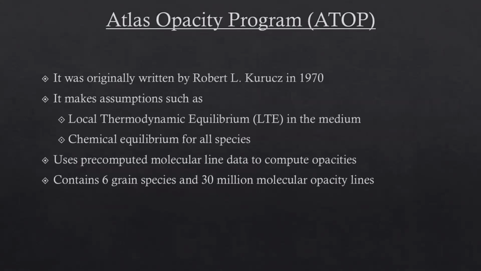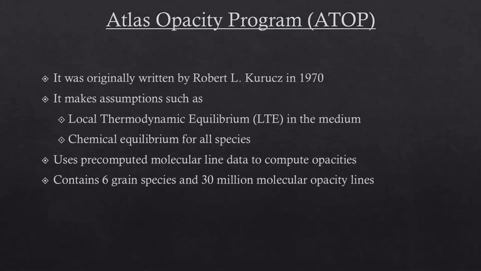So, something about ATOP. It was originally written by Robert Kurucz in 1970. There were many more updates after that. It makes assumptions such as local thermodynamic equilibrium, which just means there's no net heat transfer; if there is, it's pretty slow, so you can assume it's in thermodynamic equilibrium. You have chemical equilibrium for all species. It uses pre-computed molecular line data to compute opacities, and it has 6 grain species and 30 million molecular opacity lines. So that's just some information about ATOP.